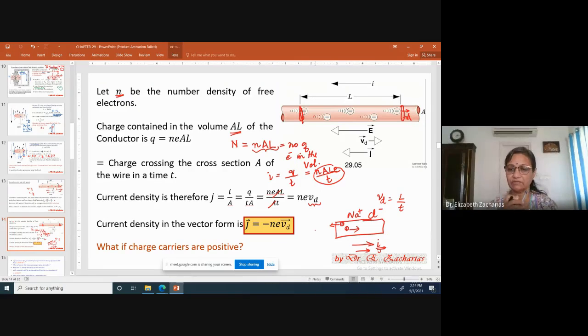Both will conduct. So this equation J equal to minus NeVd applies only to metals. If I'm going to talk about an electrolytic solution, then I have to take two J's. One J coming because of the positive flow and one because of the negative flow. And when you're talking about the positive flow, that minus sign will not be there. And again, drift velocity also may not be the same for Na+ and Cl-. Whichever is heavier may have a smaller drift.